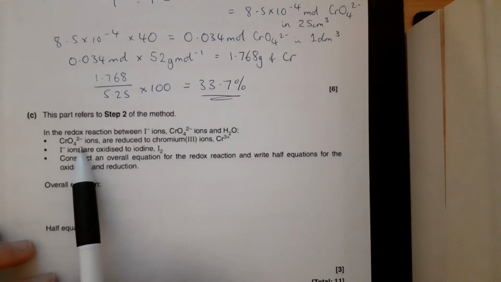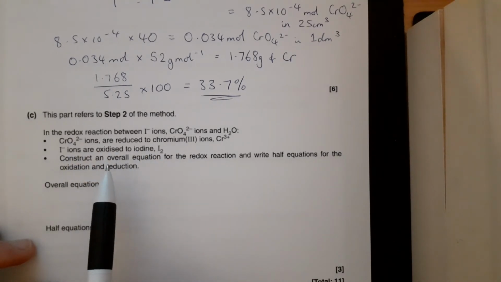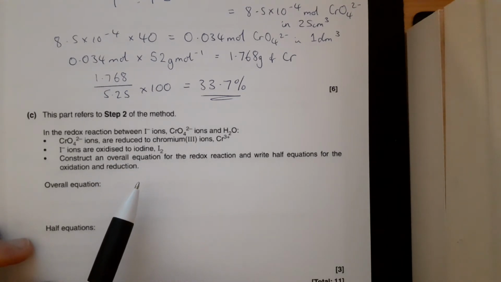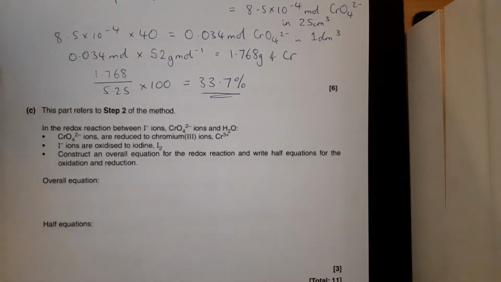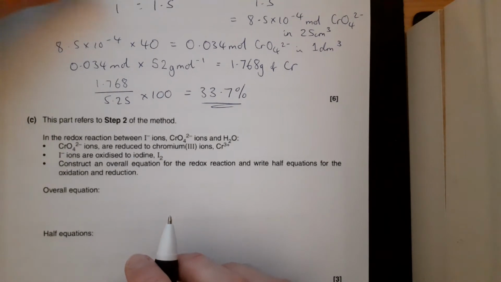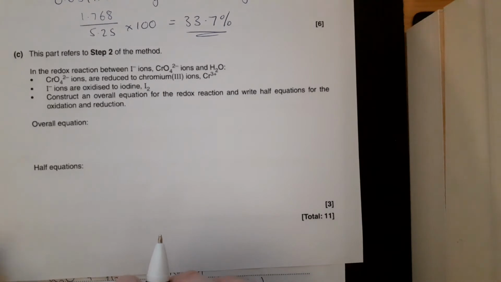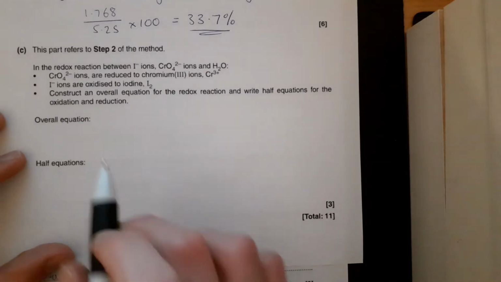In this reaction, these ions are reduced to chromium 3. I minus is oxidized. Construct an overall equation for the redox reaction and write half equations. That's a weird way of writing it, isn't it? We're going to do the half equations first, right? We're going to do the half equations and then use those to build up the equation. It's a bit of an odd way of doing it. Okay, so we've got one half equation involving this chromium.